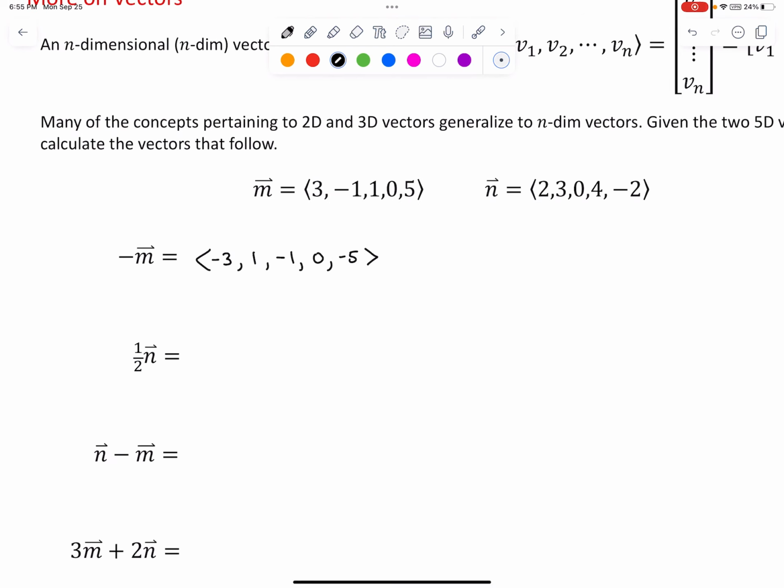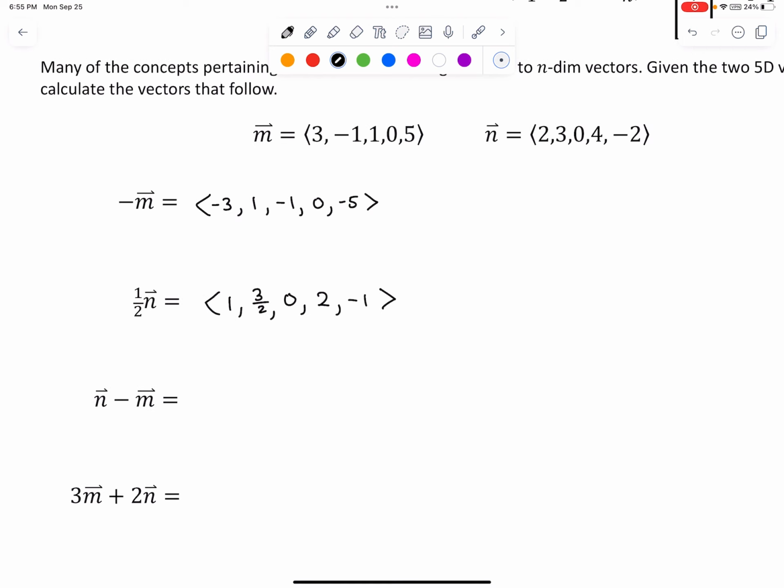If we do 1/2 of the vector n, then simply distribute the 1/2 through all the components. So 2 times 1/2 is 1, 3 times 1/2 is 3/2, or 1.5, 0 times 1/2 is still 0, 4 times 1/2 is 2, and -2 times 1/2 is -1. We create this vector that is 1/2 of the vector n.